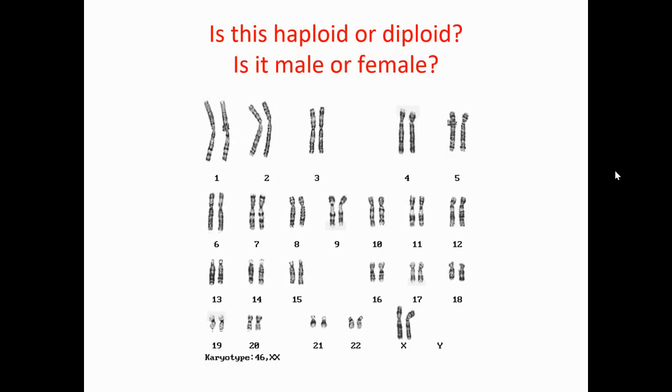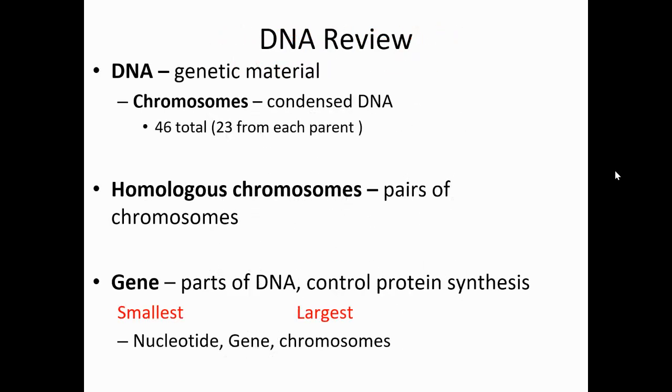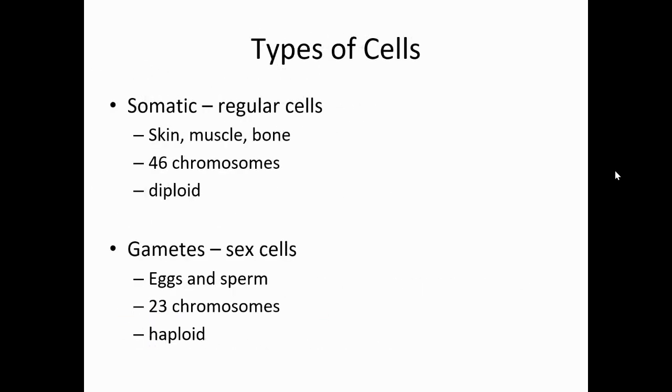Okay, is this male or female? This one would be female. Remember, 2 chromosomes on the X means female, so XX is female, XY is male. And then this is just a little bit of a review for DNA, so you can flip through those. But we're going to go to types of cells.